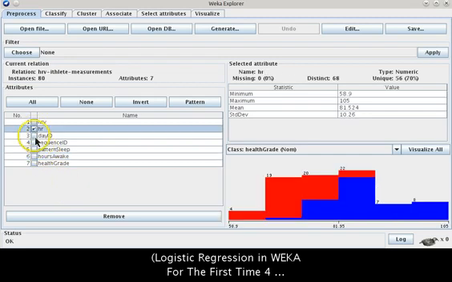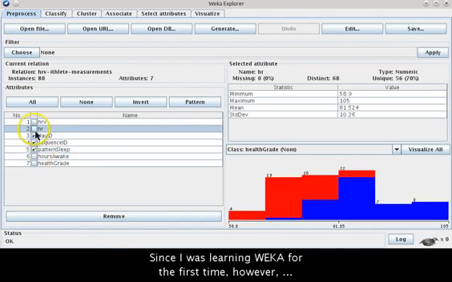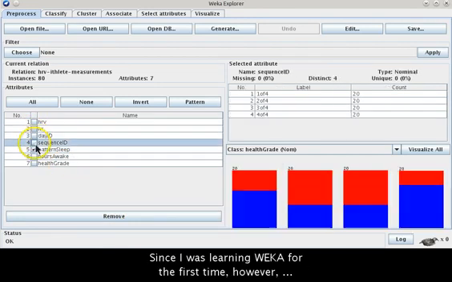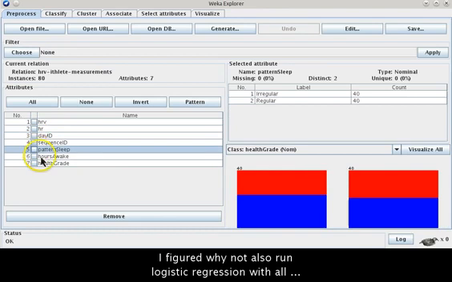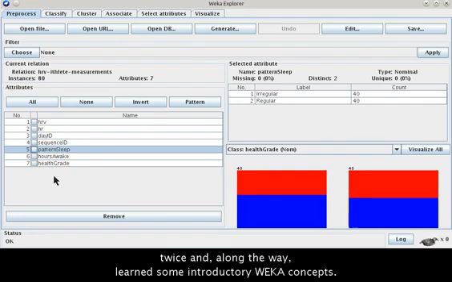So next I was going to click the other attributes, remove them from the data set, and run the logistic regression just with 1, 6, and 7. Since I was learning WEKA for the first time, however, I figured why not also run logistic regression with all the data points we've got. Would a logistic regression formula more accurately predict with 2 or 6 data points? I ran logistic regression twice, and along the way learned some introductory WEKA concepts.